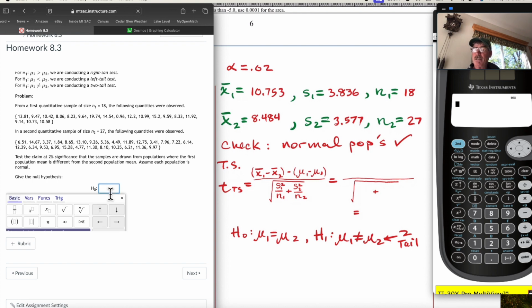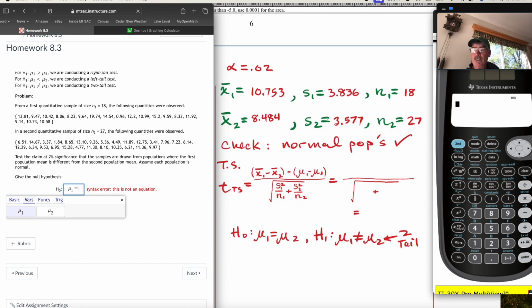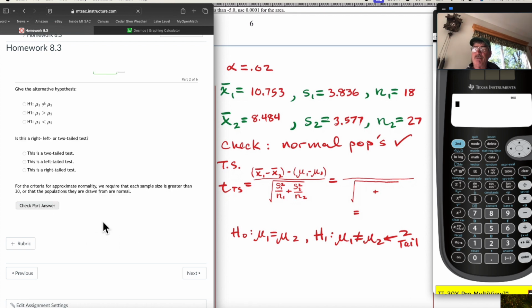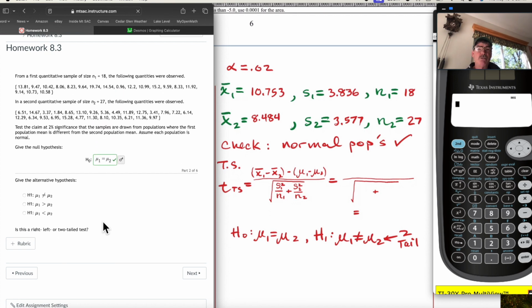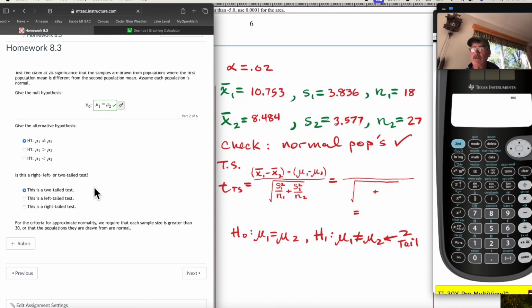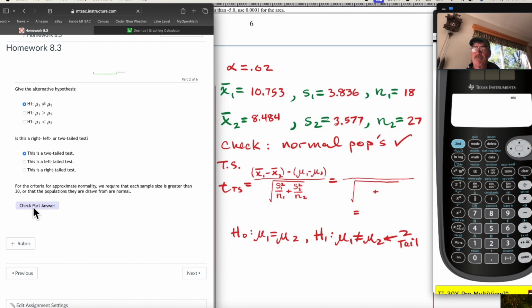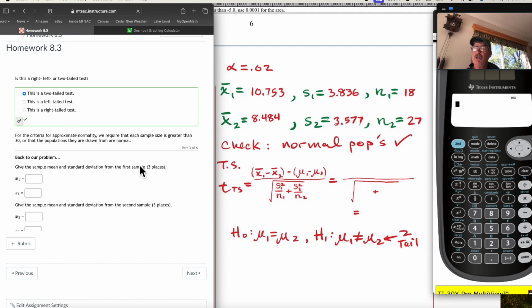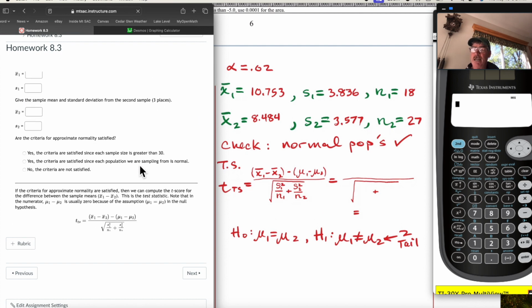For the null hypothesis, under variables here, we go mu1 equals mu2. And for the alternative, remember we decided that was a two-tailed test, so we'll go over here and pick that. Then for the criteria for normality, it requires sample sizes greater than 30 or that the populations we're drawing from are normal. So at some point that'll be asked, I guess.